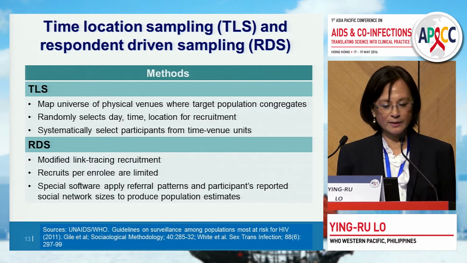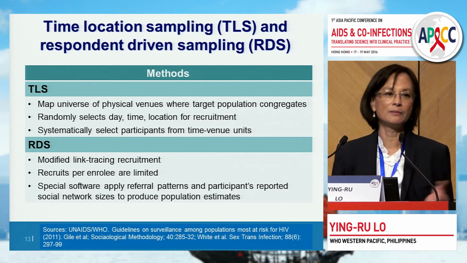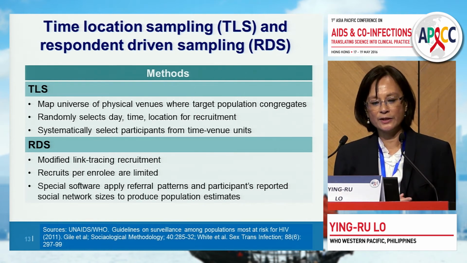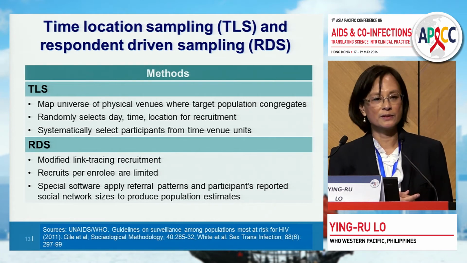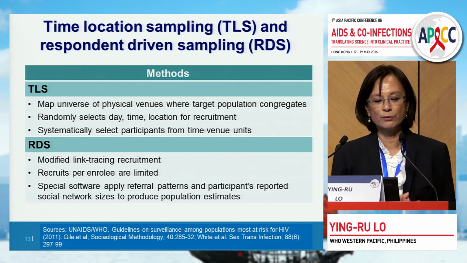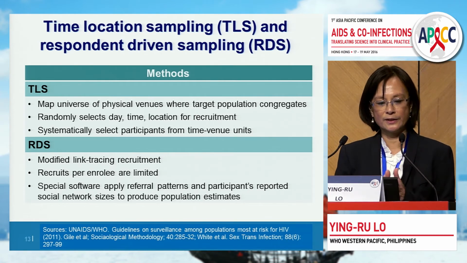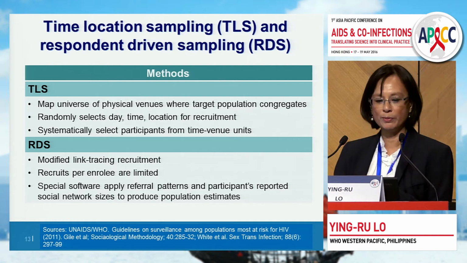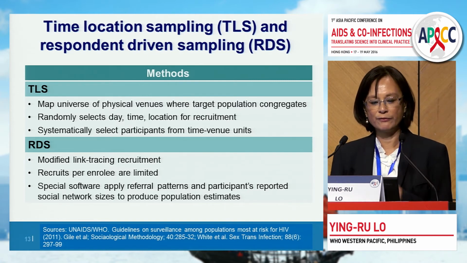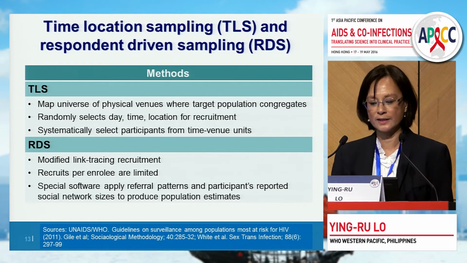Time location sampling is mapping the universe of physical venues where the target population congregates, for example, a methadone clinic or MSM clinic. They randomly select a day, time, location for the recruitment and systematically select participants from venue-day-time units. Respondent-driven sampling is a modified link-tracing recruitment. It recruits a limited number per enrollee, so there's a certain number you are enrolling, not like snowball where it's open-ended. And respondent-driven sampling has special software which looks at the referral patterns reported by participants and the social network sizes, and can also produce population size estimates.